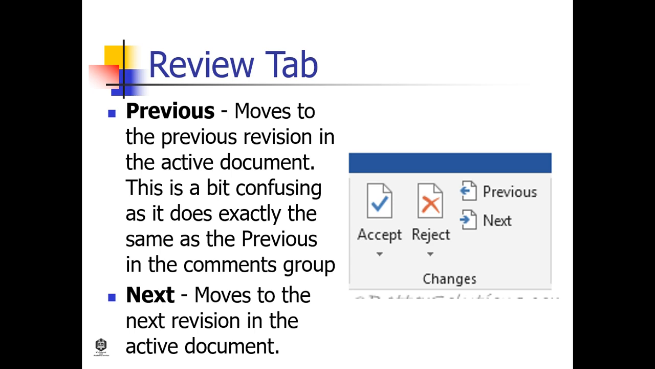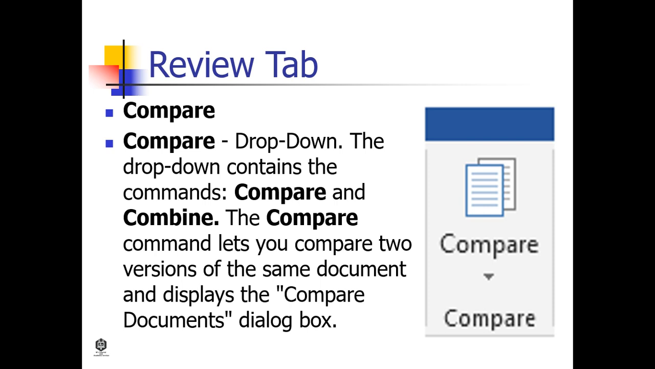Previous moves to the previous revision in the active document. This is a bit confusing as it does exactly the same as the previous in the comments group, while the next moves to the next revision in the active document.